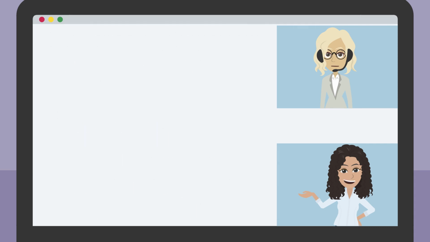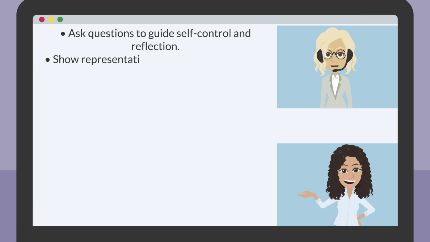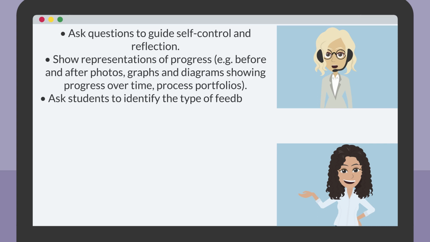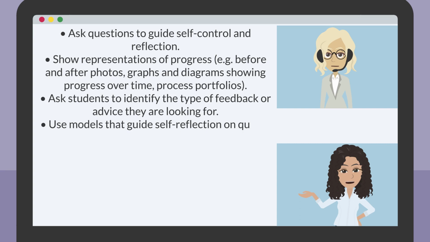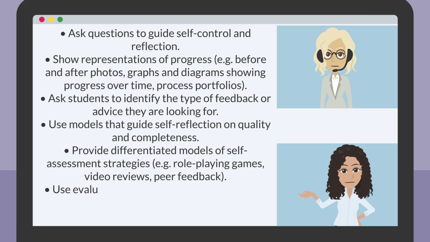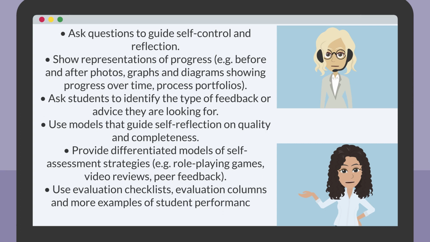Tips: ask questions to guide self-control and reflection. Show representations of progress, e.g. before and after photos, graphs and diagrams showing progress over time, process portfolios. Ask students to identify the type of feedback or advice they are looking for. Use models that guide self-reflection on quality and completeness. Provide differentiated models of self-assessment strategies, e.g. role-playing games, video reviews, peer feedback. Use evaluation checklists, evaluation columns, and more examples of performance prototypes, student work with comments.